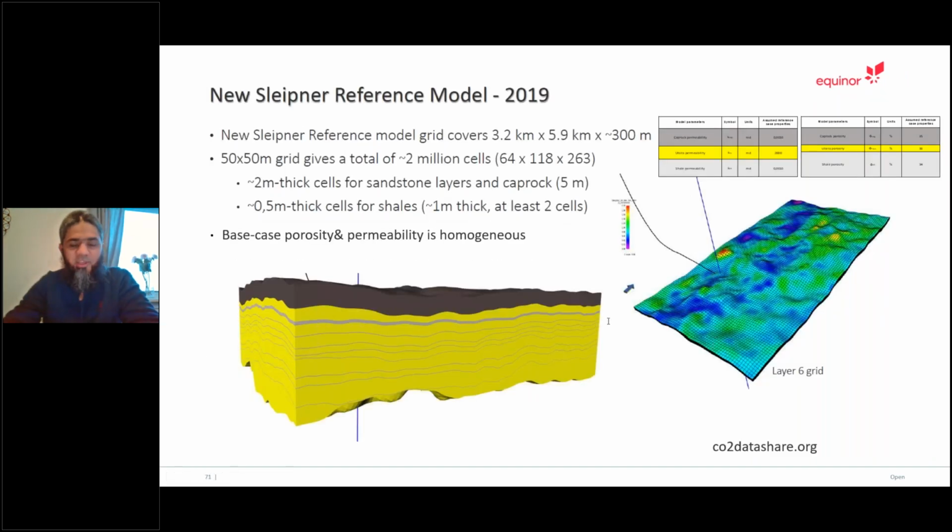I don't need to spend time on this. It's been already explained, and many of you can also go to the CO2 DataShare, and you can see all the details: the porosities, permeabilities, the layers, PVT model, and the well details. Can you please move to the next one?